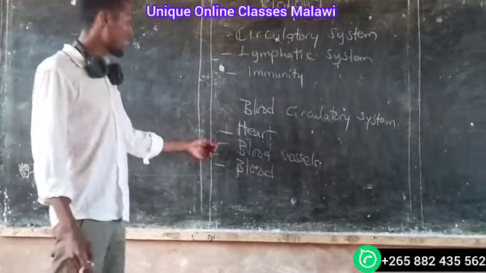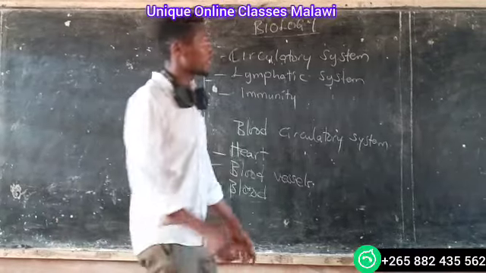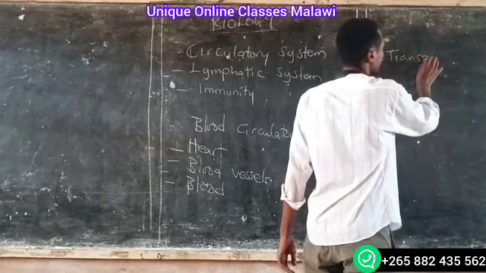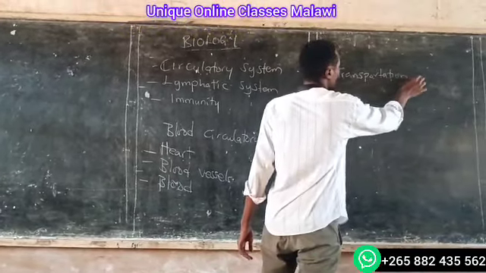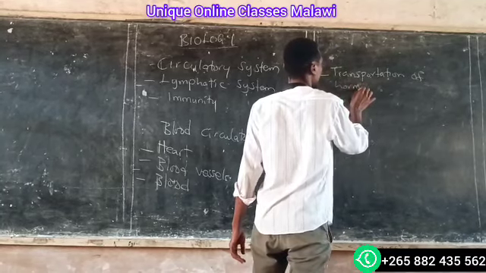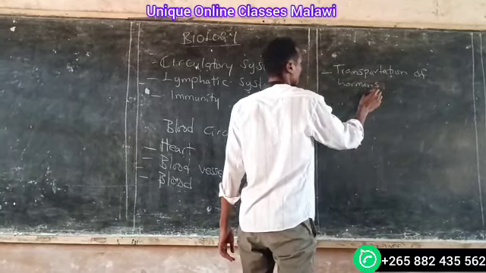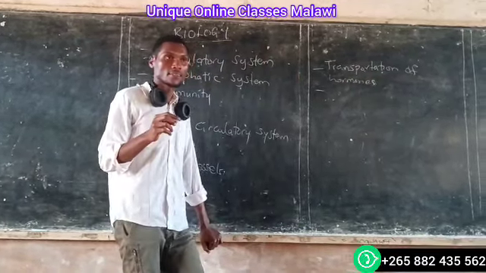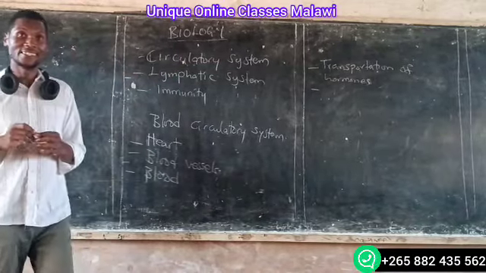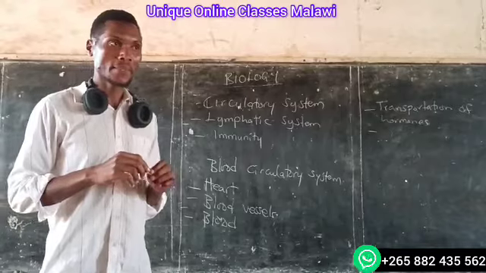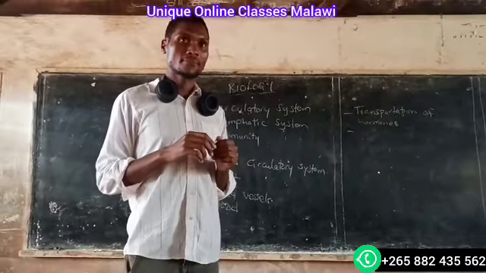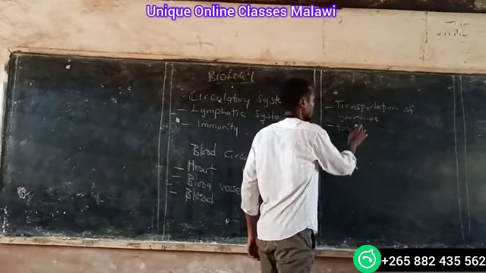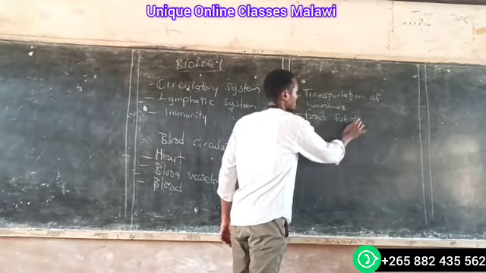As the blood is being transported throughout the body, it is also transporting hormones. Transportation of hormones. What else? Transportation of food nutrients, food substances.